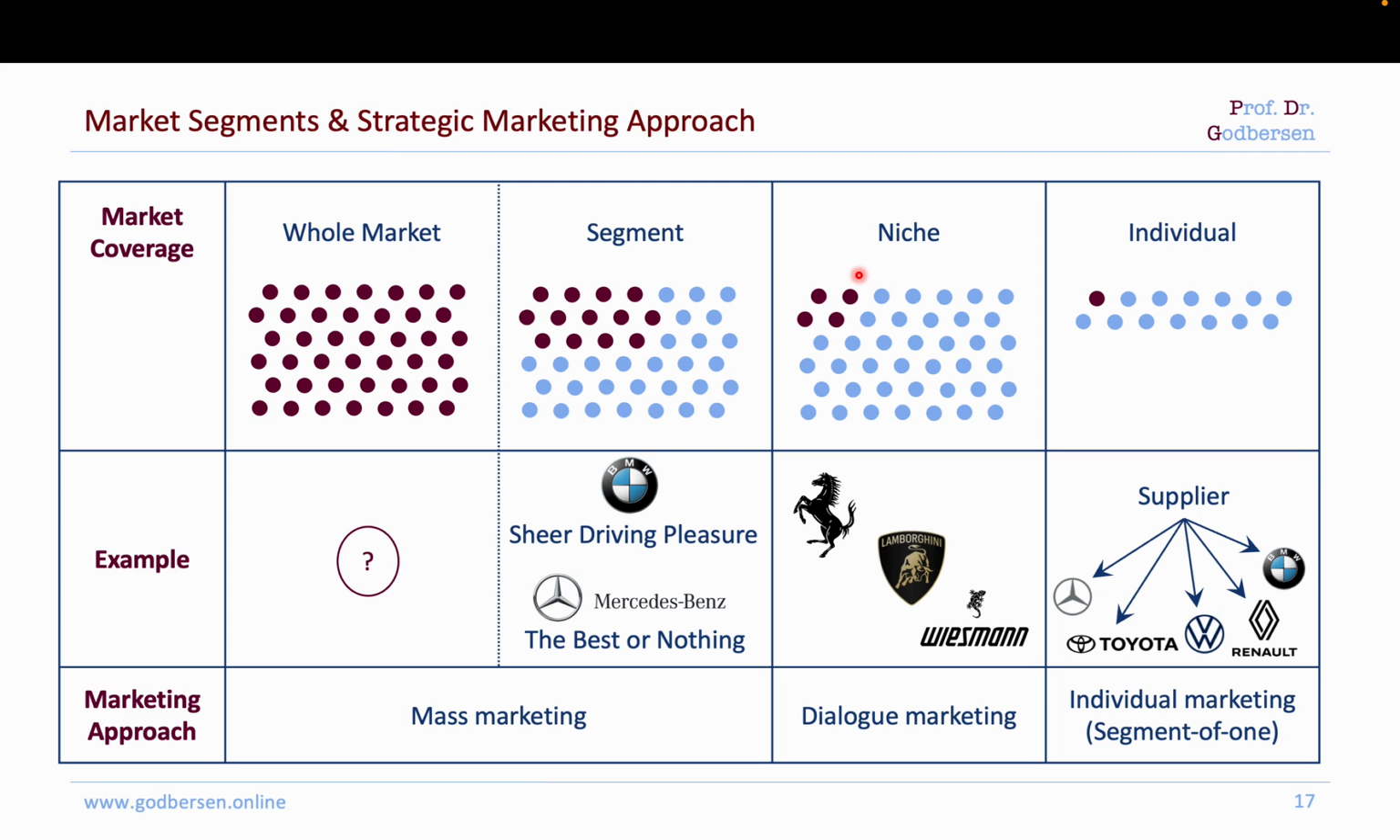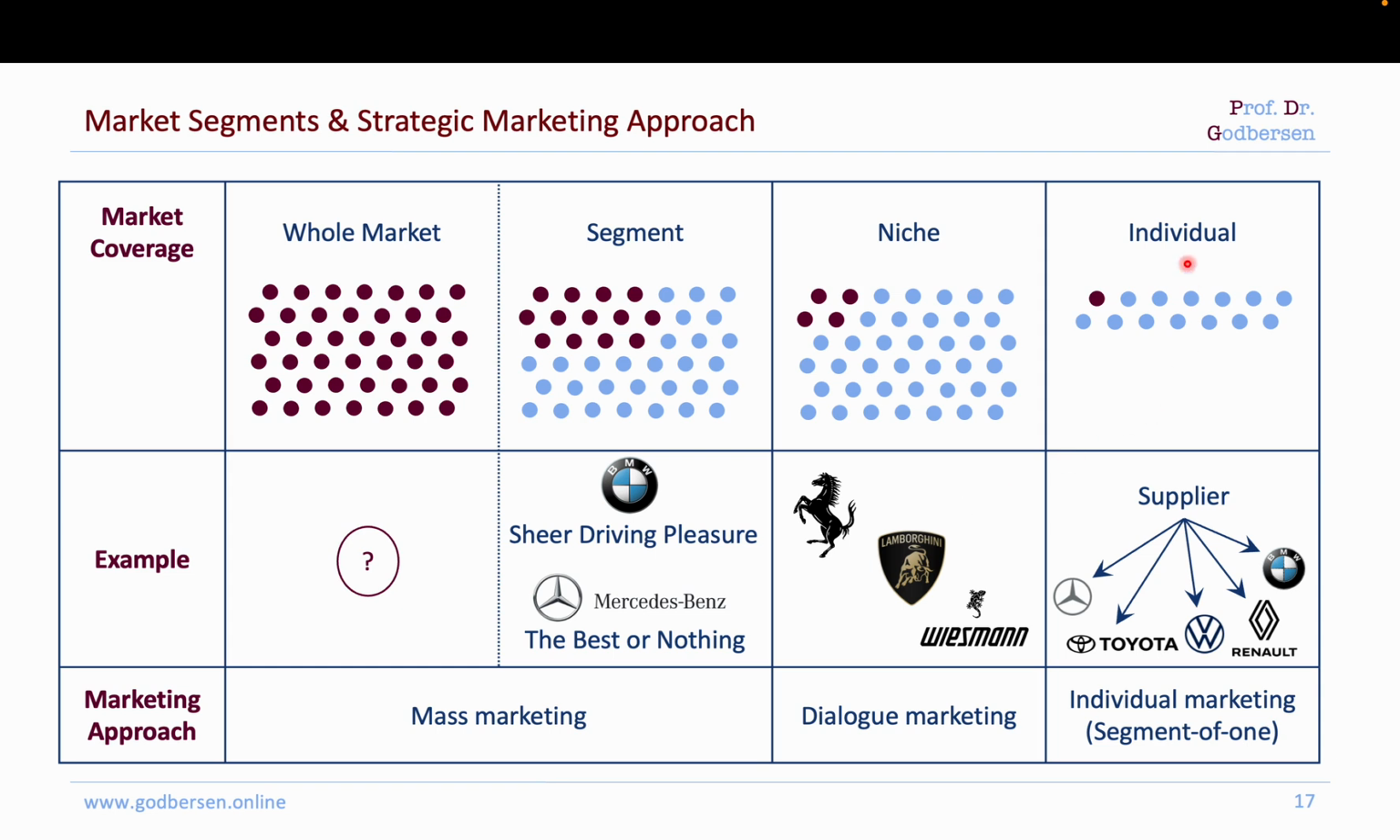Examples are the super high-end sports cars, like Lamborghini, Ferrari, Wiesmann, and such cars. Here it doesn't make sense to have a commercial running on the telly. Your investment would not be very efficient, as the target group is very small and these are cars, they're not made for everyone. So you would rather go for dialogue marketing, inviting your customers and potential customers to events. Approach them directly, individually. That is rather your marketing approach there.